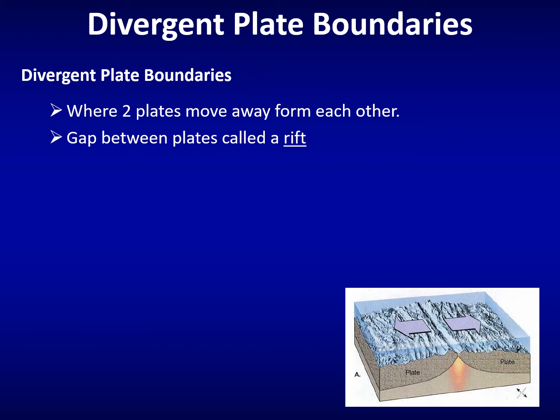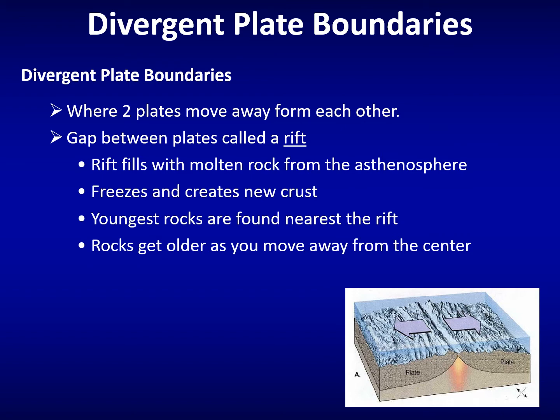We'll start talking about divergent plate boundaries. This is where two plates move away from each other. What happens is, as these plates move away, the upward magma pressure causes them to slide apart from one another, and there's a gap in between them called a rift. This rift fills with molten rock from the asthenosphere.